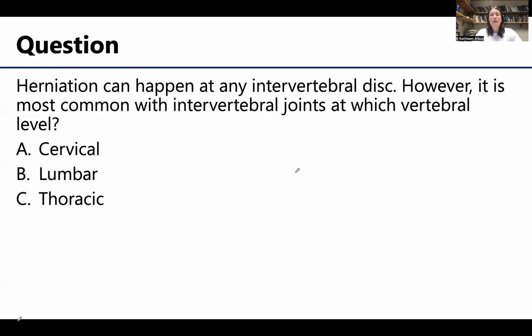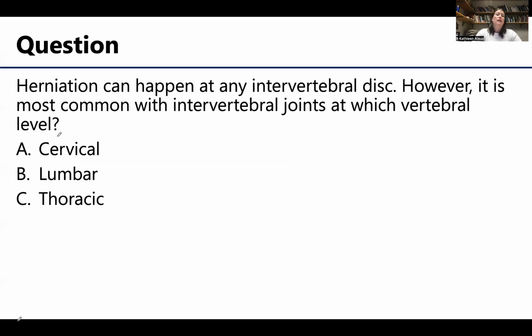All right, excellent. So we went through quite a bit. The vertebral column is one of my favorites, but it is one of the more complex regions of the body. Again, this is an important thing. This will come up in terms of any type of health science because this is an important region, something associated with pain. So herniation, again, can happen in any intervertebral disc. However, it is most common with intervertebral joints at which vertebral levels? Is it the cervical? Is it the lumbar? Is it the thoracic? So pause the video if needed.